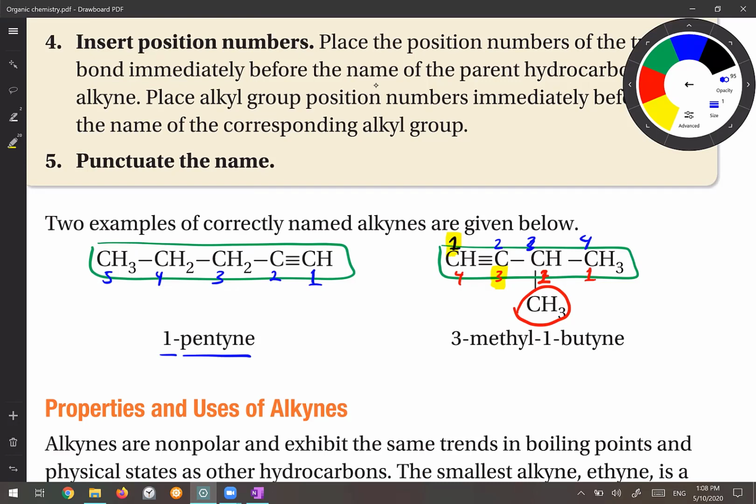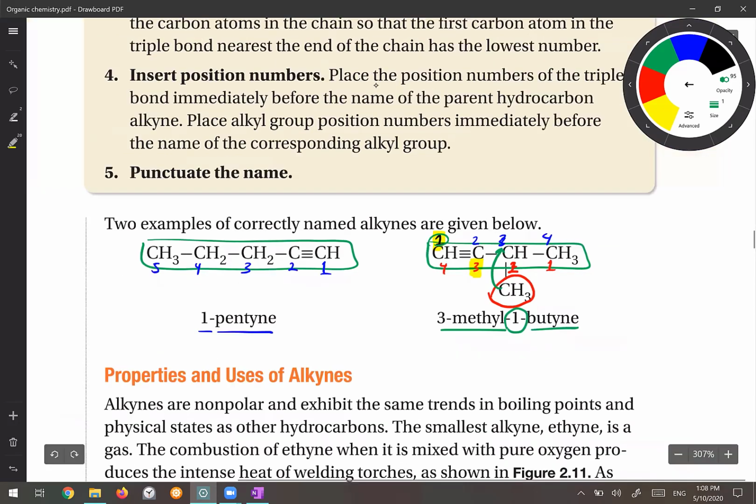The priority is with the triple bond. If the triple bond would be in the same position from the left and right, then you have to look at the branch. So in this molecule, the methyl is on the third position. So you have 3 methyl and you have 4 carbons. So it's butane, and the triple bond is on the first position. So you have to mention the position of that one as well. So it's 3 methyl, 1 butane.